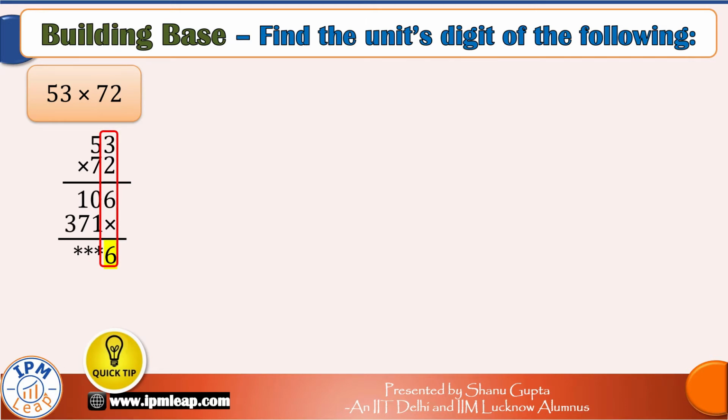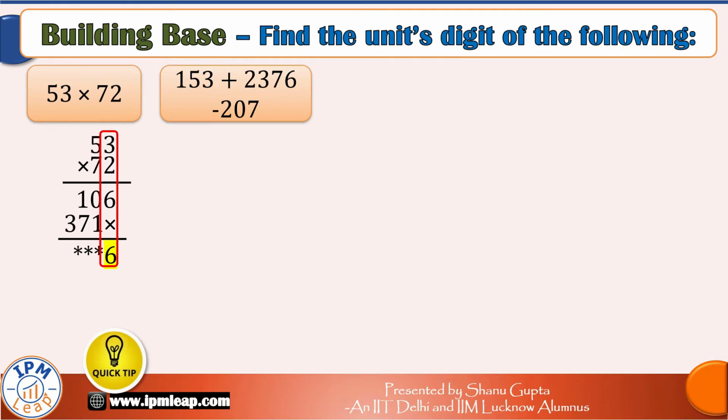So the idea is very simple. When we talk about the units digit of a product of numbers, only their units digits matter, and we can safely ignore the rest of the digits in those numbers. Same holds true for addition or subtraction.